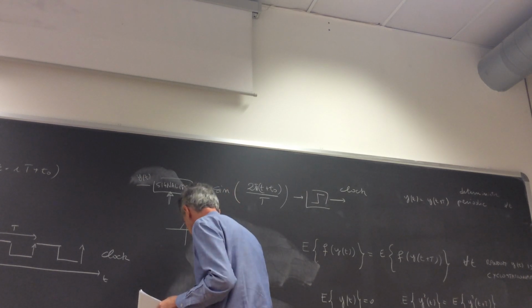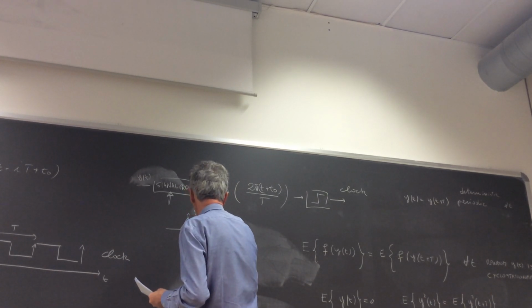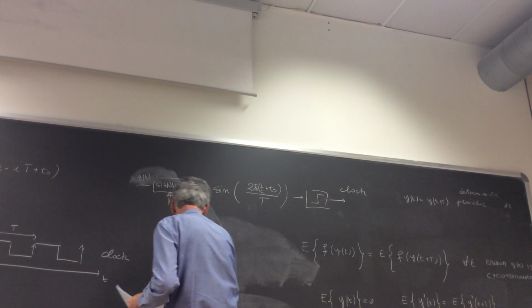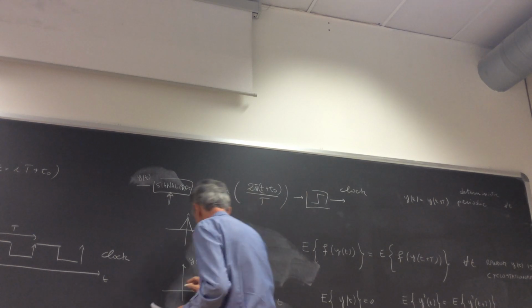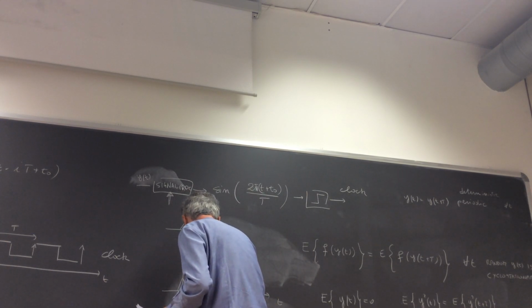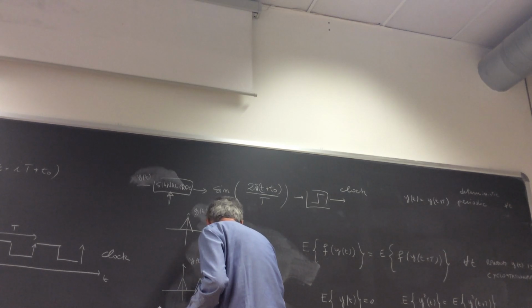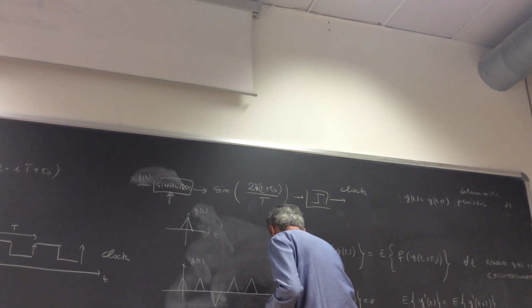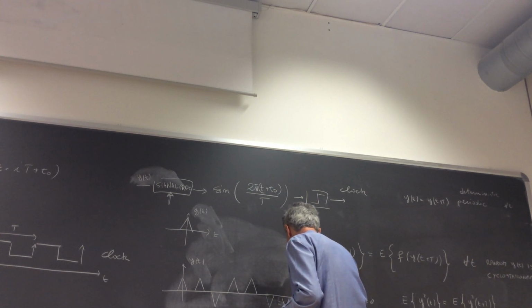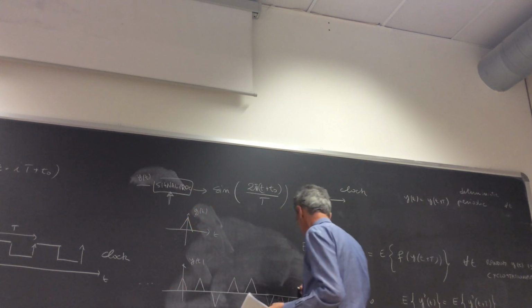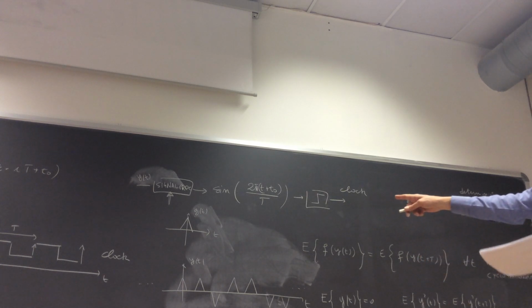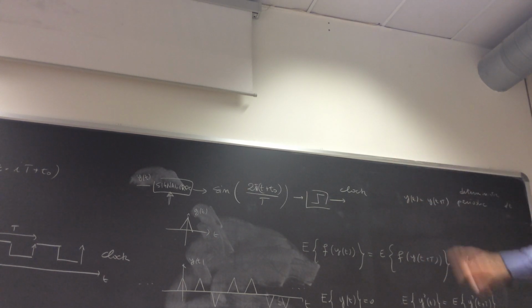Now, consider a sequence. This is G of T. Consider a sequence Y of impulses with random amplitude. For instance, +1, +1, -1, +1, +1, and so on, -1, -1. Do you agree? This is an example of realization of Y with a G like that. Okay?